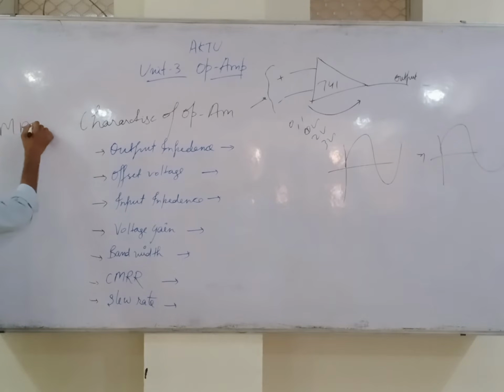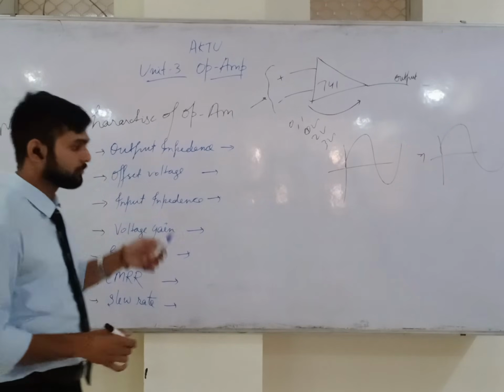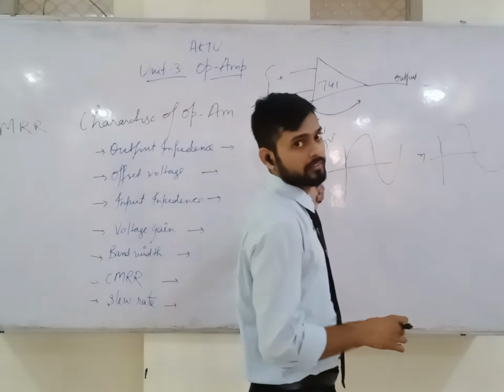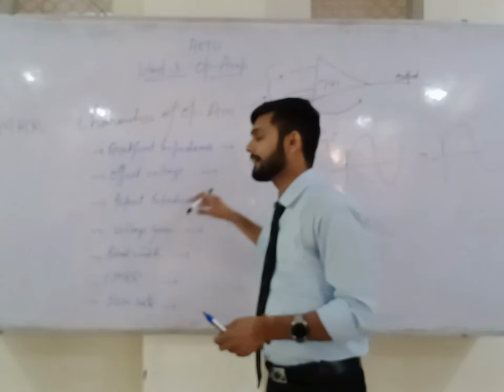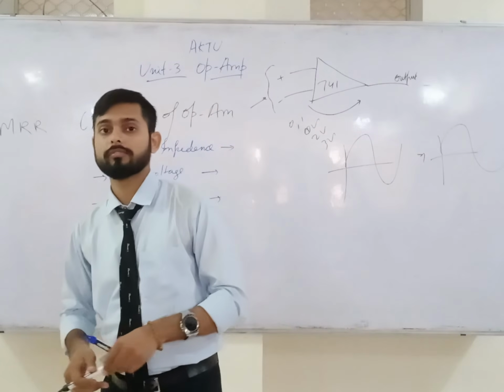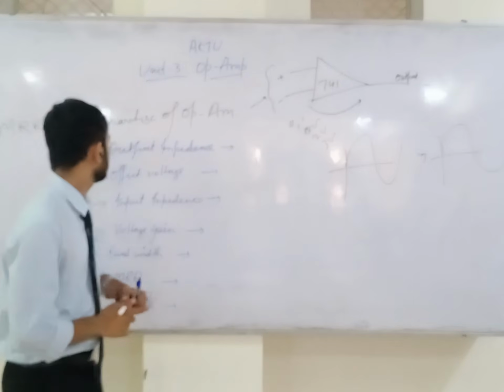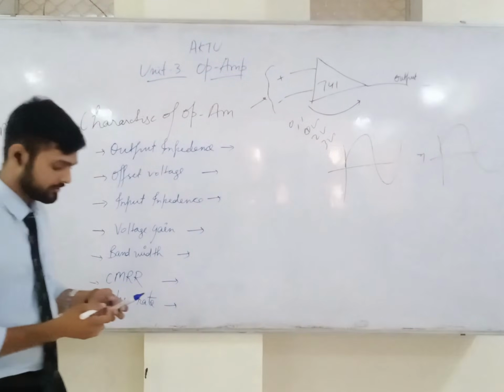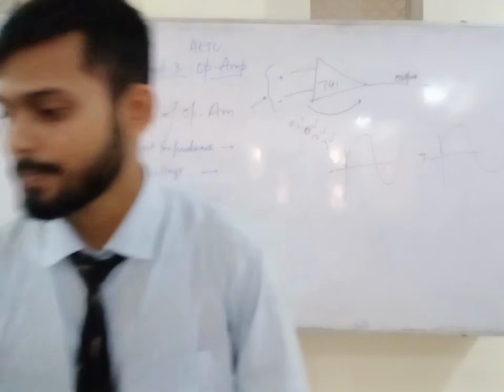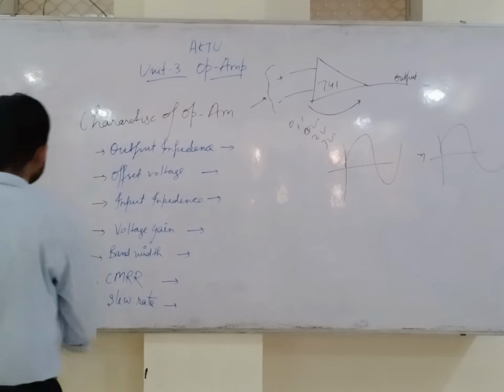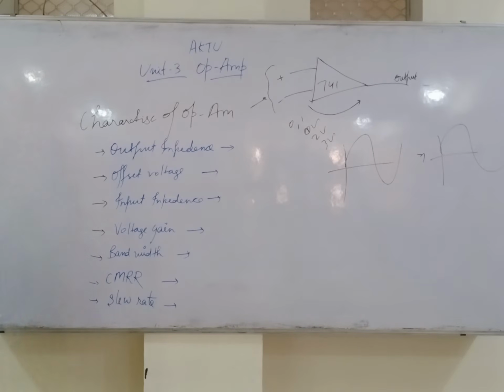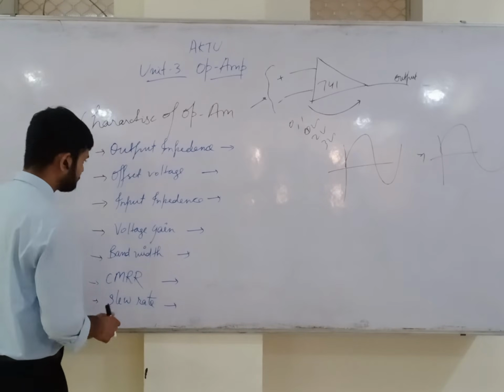What is CMR? CMR is the common mode rejection ratio. This is one of the most important parts of this entire chapter, this entire unit. CMR is also the most important part of electronics because it provides noise cancellation. Slew rate: what is slew rate? Slew rate is the maximum rate of change of the output.